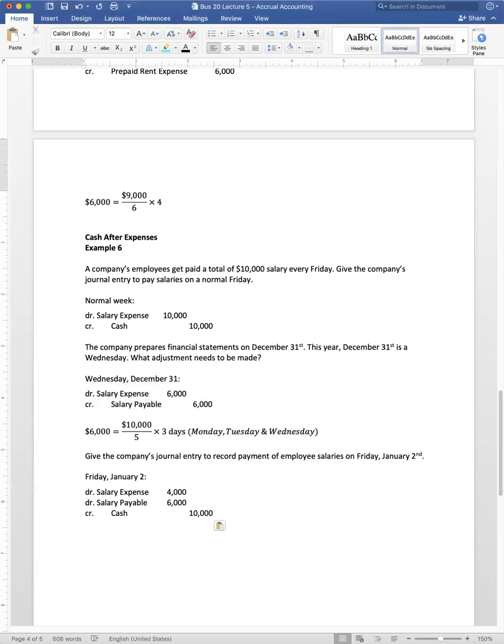All right, last thing here. How did I calculate the $4,000? Well, the $4,000 was calculated as the $10,000 for the whole week, it's a 5-day work week, times the 2 days that they worked in January, Thursday and Friday.